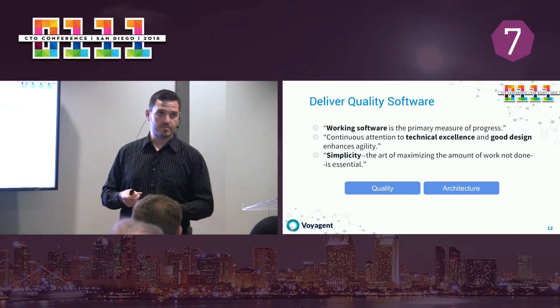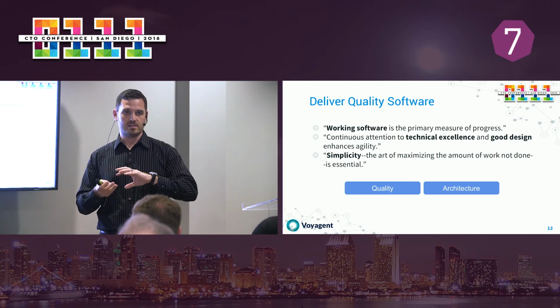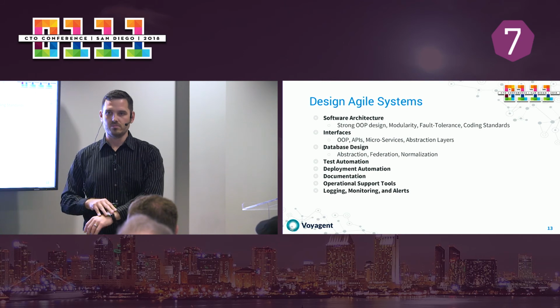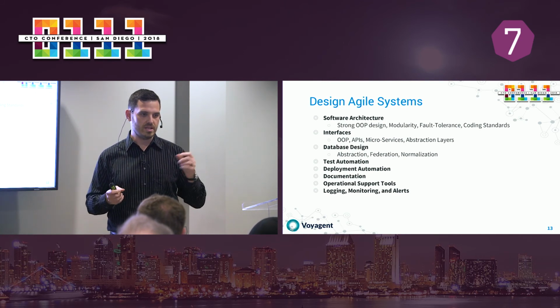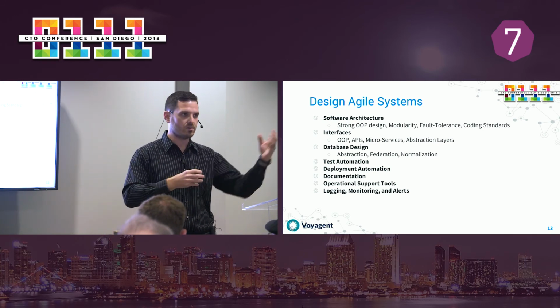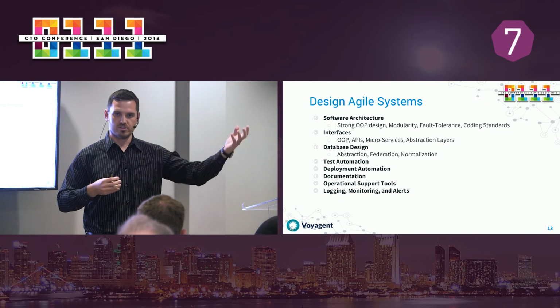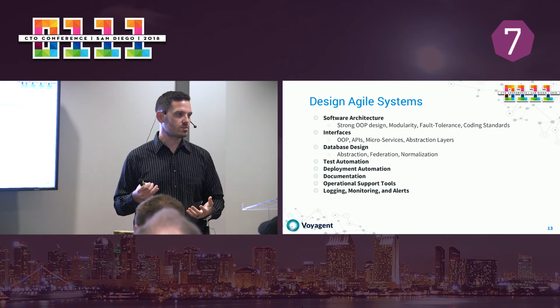Okay, so those are the principles. Now I want to tie it into purely the technical realm and how this really applies to you as a CTO. Being agile is not just about a work process, right? It's not just about the flow of work from vision to execution. It's actually how you design your systems to begin with, right?